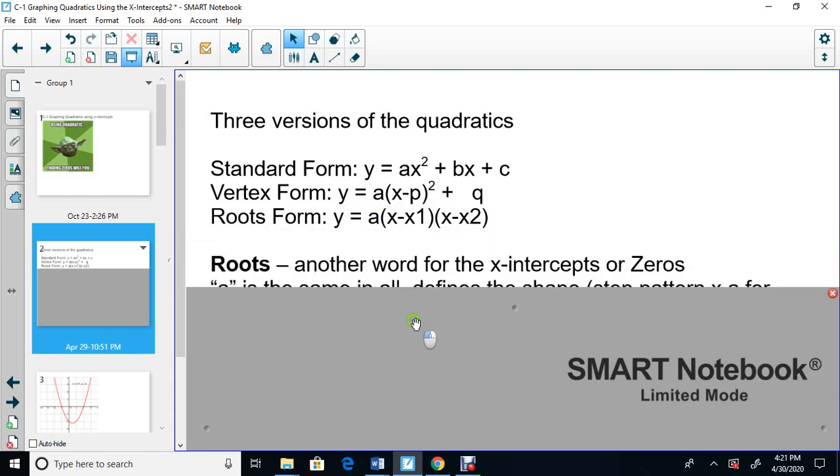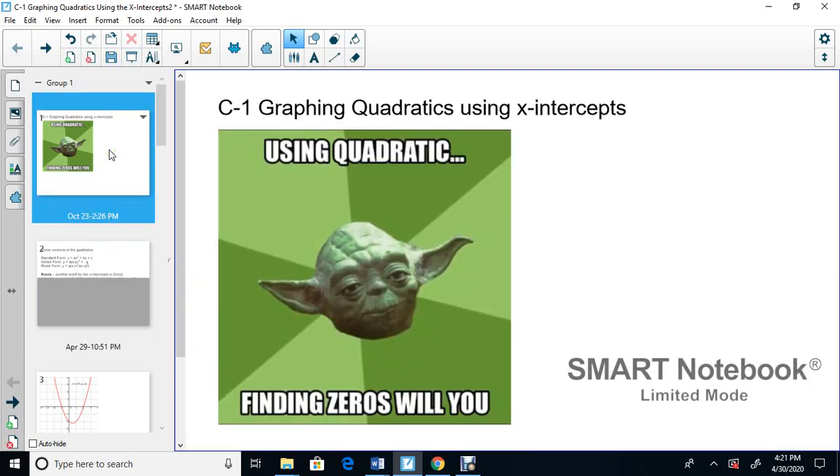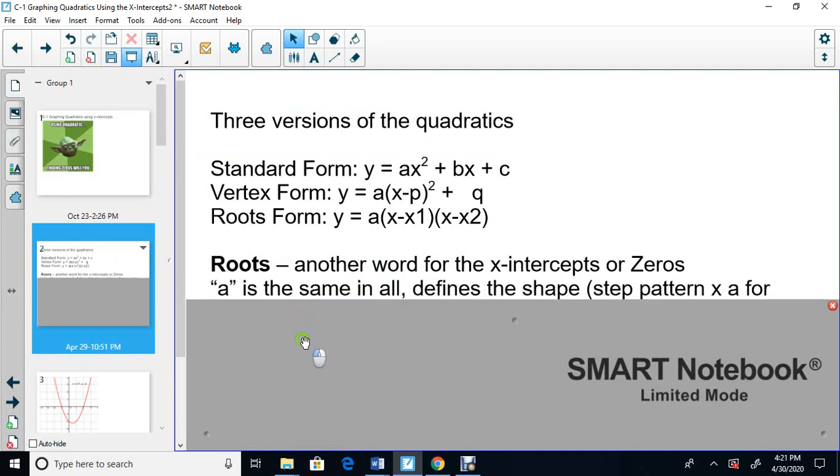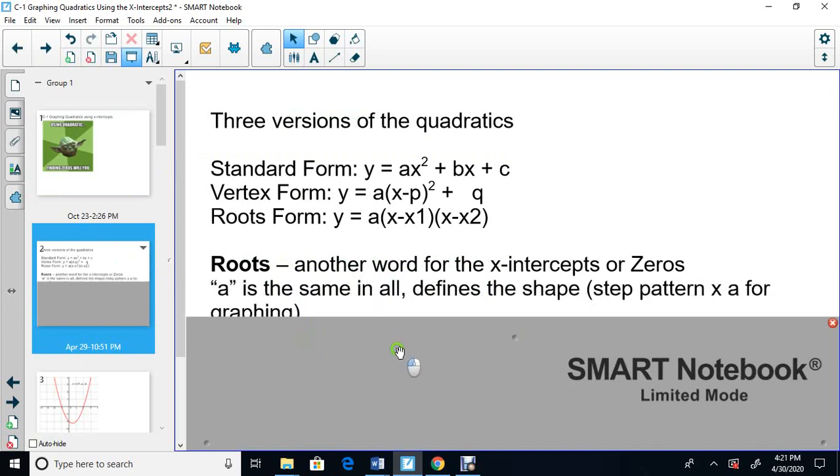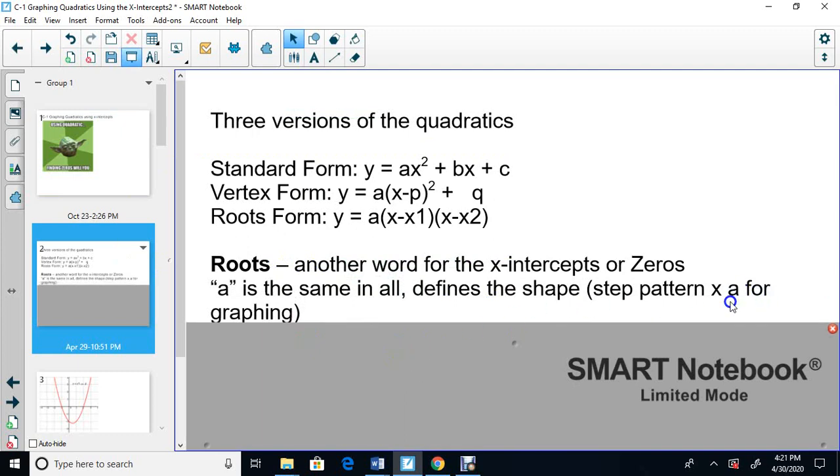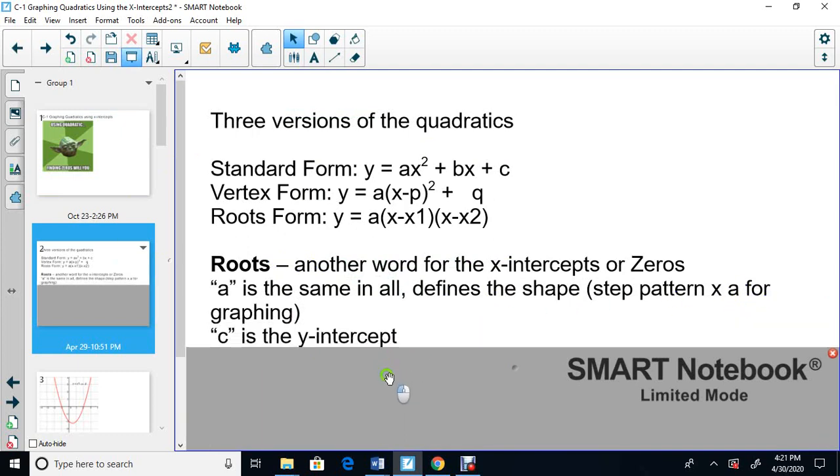Okay, roots, another word for the x-intercepts or zeros. So as Yoda said earlier, we're going to be finding the zeros using quadratics. That's what we're doing today. Okay, a is the same in all, it defines the shape. Step pattern, okay, times a for graphing.